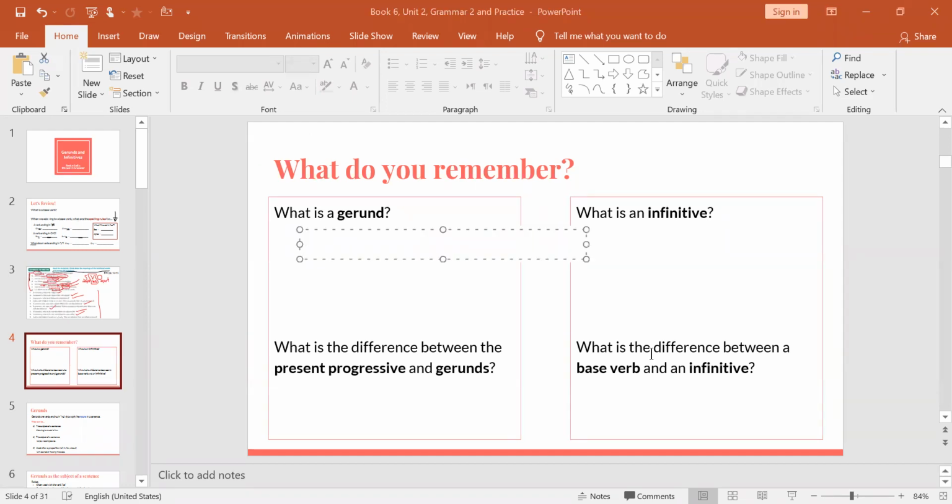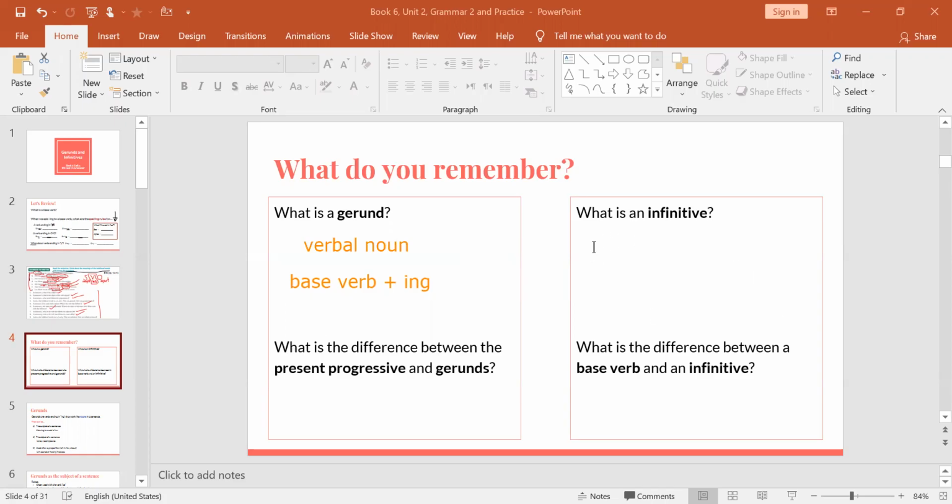Okay, so here are the answers. A gerund is a term that indicates a verbal noun. It is taking the base verb and then adding ing to the end. And I think the biggest thing is that the gerund functions as a noun. That means the gerund can be the subject of a sentence, for example.